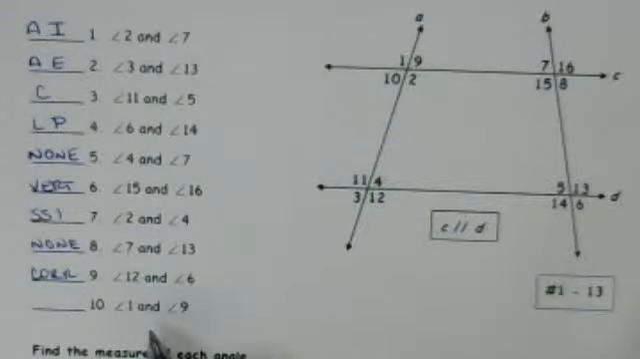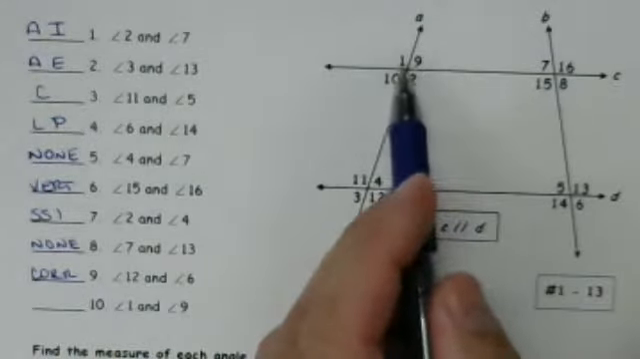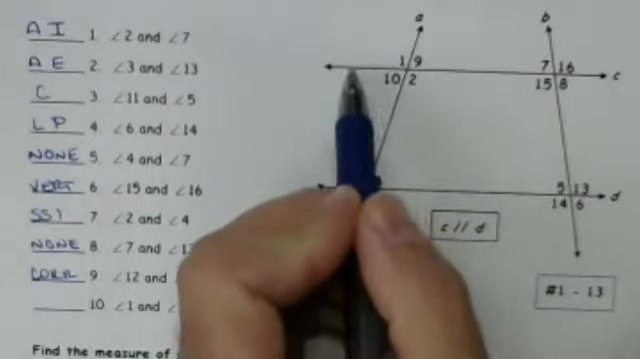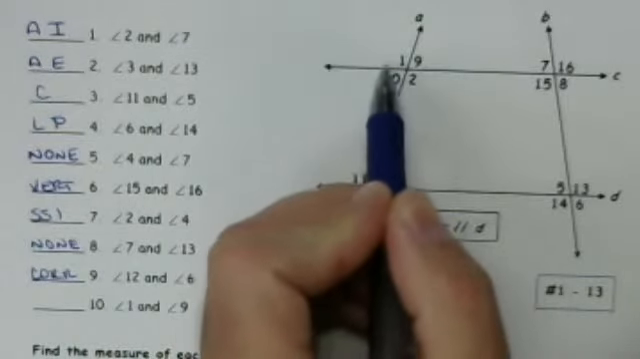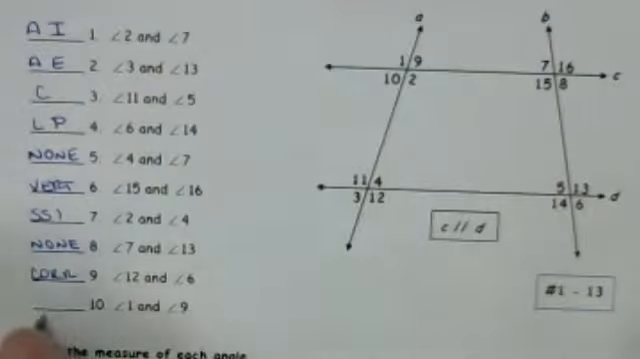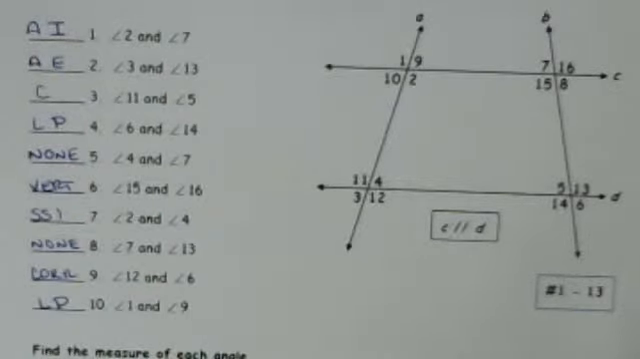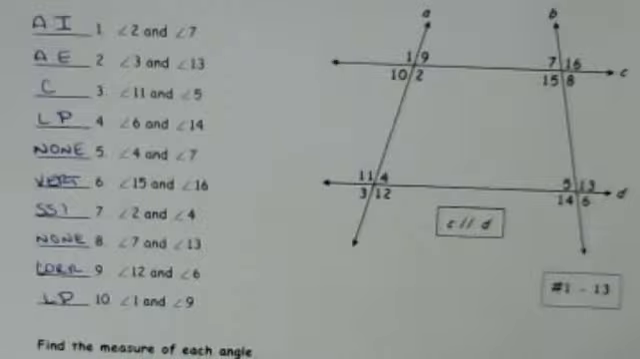And then finally, number 10, angles 1 and 9, again, they're side by side. You see that together they make a straight line, so they add up to 180, so they are a linear pair. So just a very quick review on your angle relationships. Make sure you know those relationships. Those are key to surviving Chapter 3.